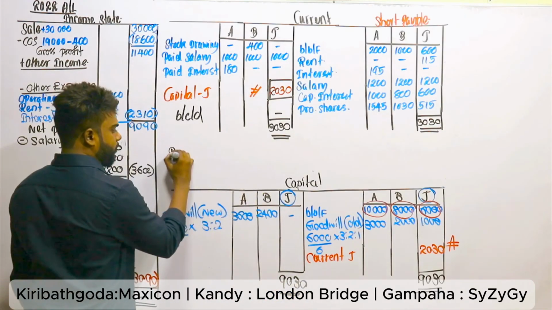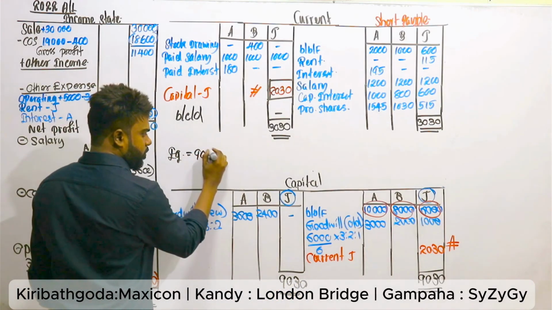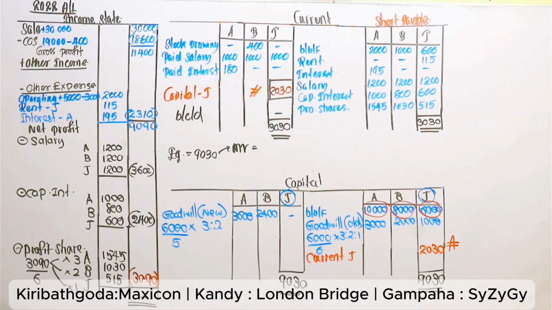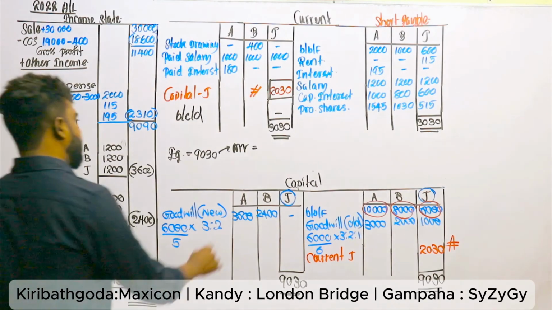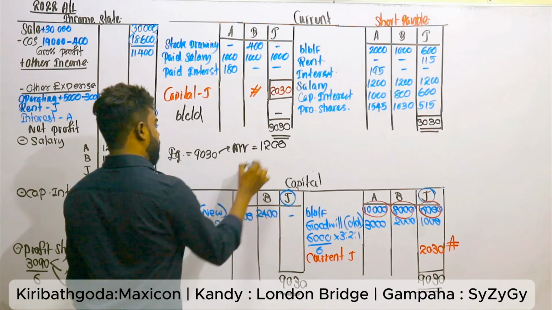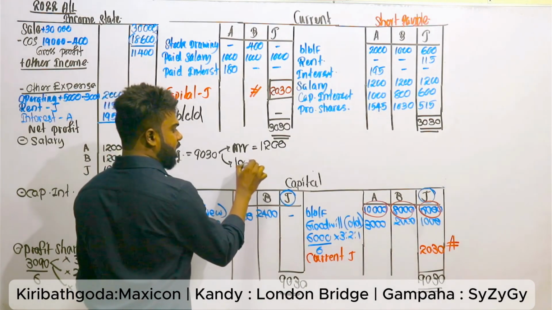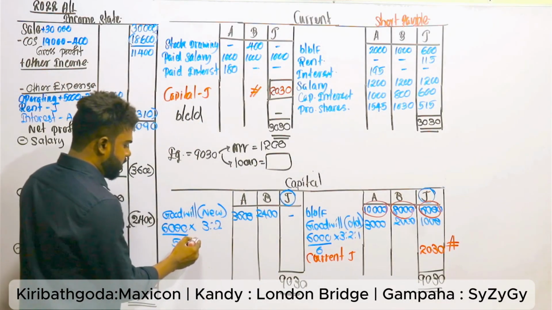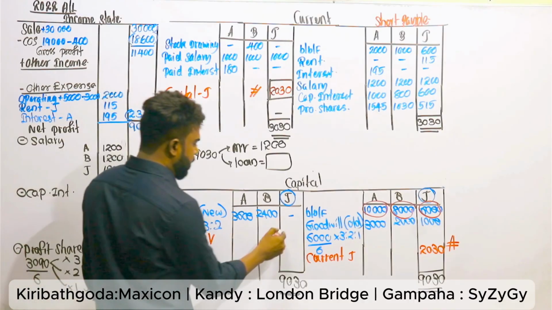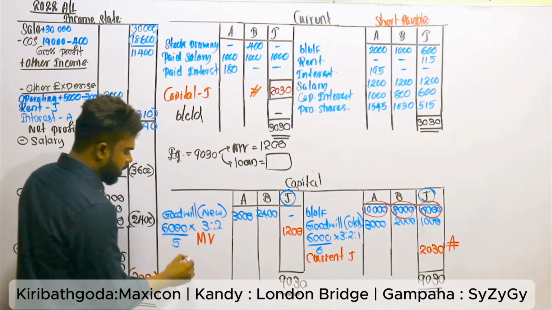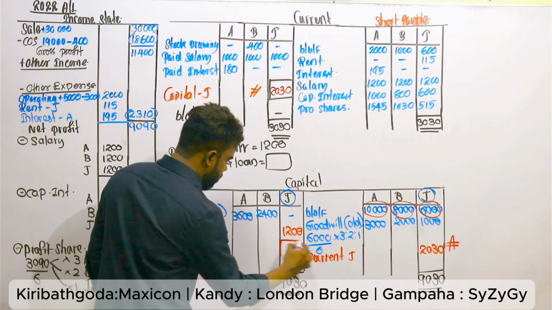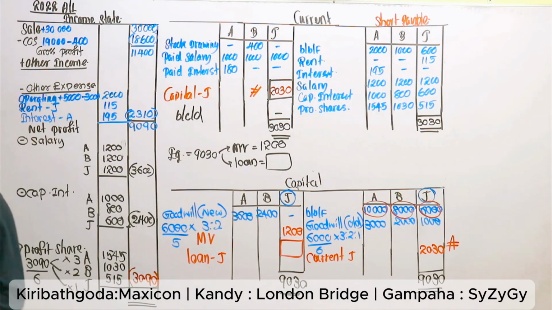Total equity 9030. How much is provided for the motor vehicle net value? Motor vehicle 1200. Remaining loan balance. You can calculate the loan balance. You have to identify it. When the motor vehicle is provided, motor vehicle credit, here debit, the net value of the motor vehicle. Therefore, how much is the loan balance? 7830.